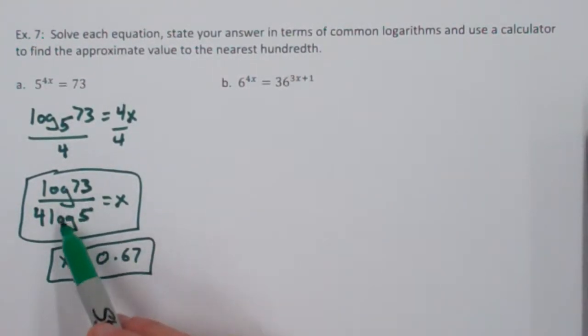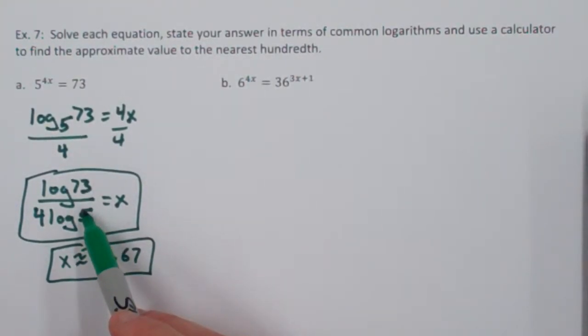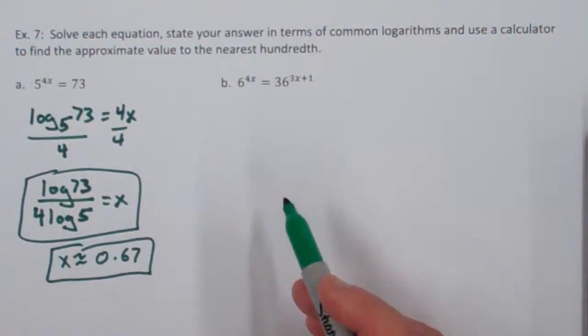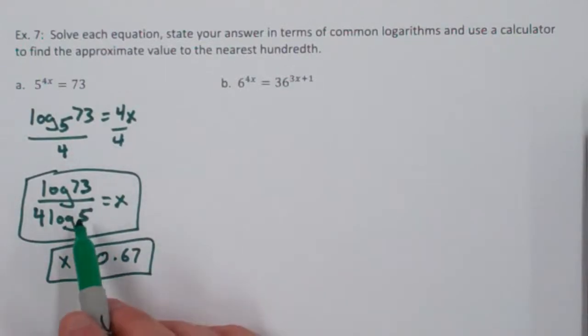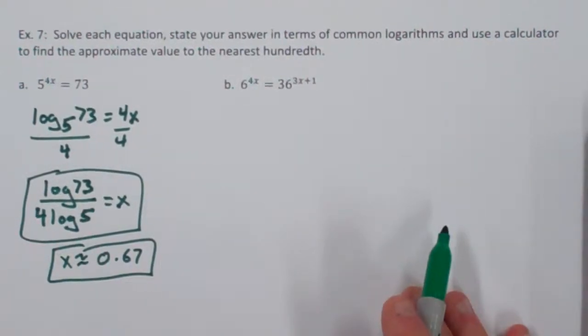Note that even though you're dividing these logs, you can't just write this as one logarithm and divide these two together. It just doesn't work like that. If you were subtracting log 73 and log 5, then you could go ahead and write that as log 73 over 5, but this is the simplest form we can get to.